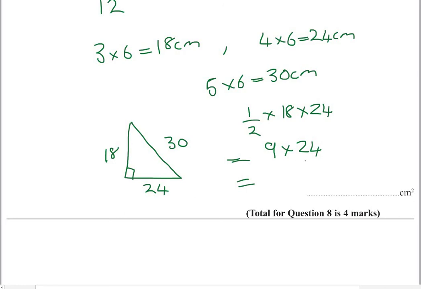And how can we work this out? We can do it a few ways. Well, 20 times 90 is 180. 4 times 9 is 36. Adding these together gives you 216 centimeters squared. And that's the answer there.